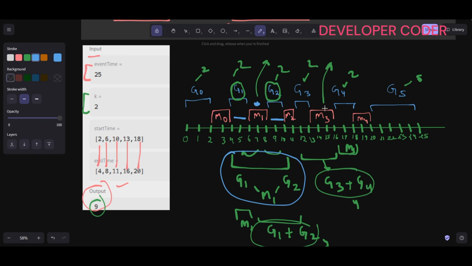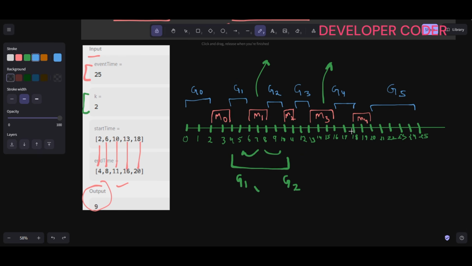Okay, so now instead of rescheduling the meetings which are not adjacent to each other, let's reschedule the meetings which are adjacent to each other. So instead of m1 and m3, let's do it for m1 and m2. Let's see what will happen. Let me remove these changes. Okay, this is done. Now let's see for meeting m1 and m2 what will happen.